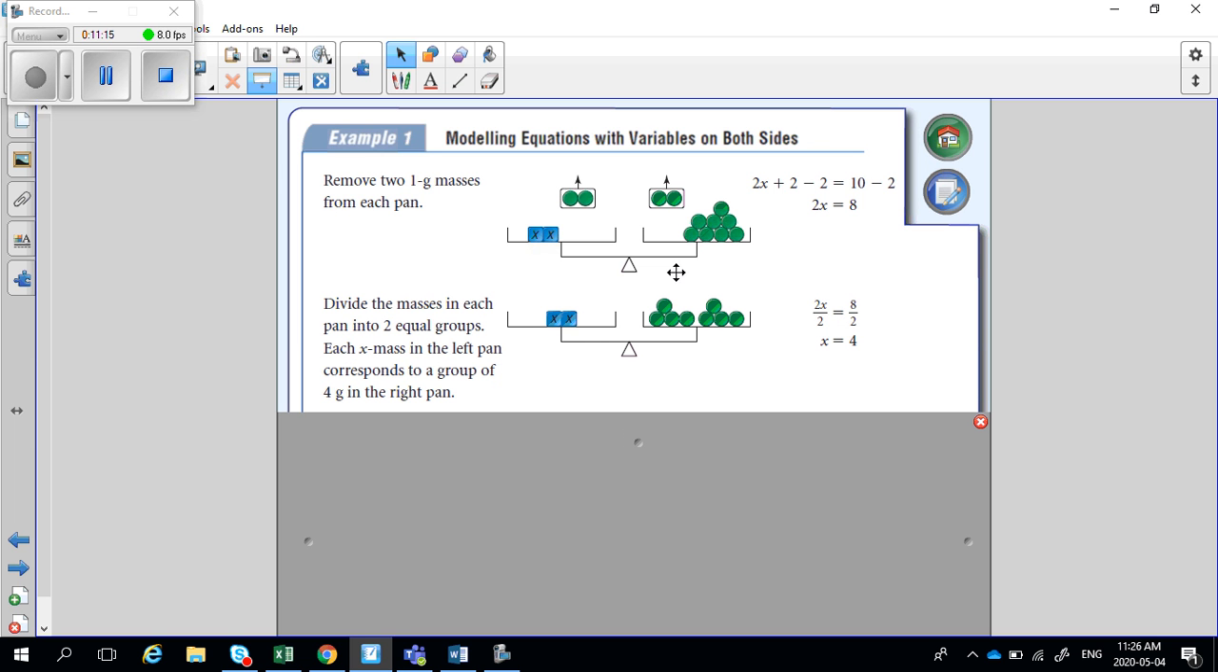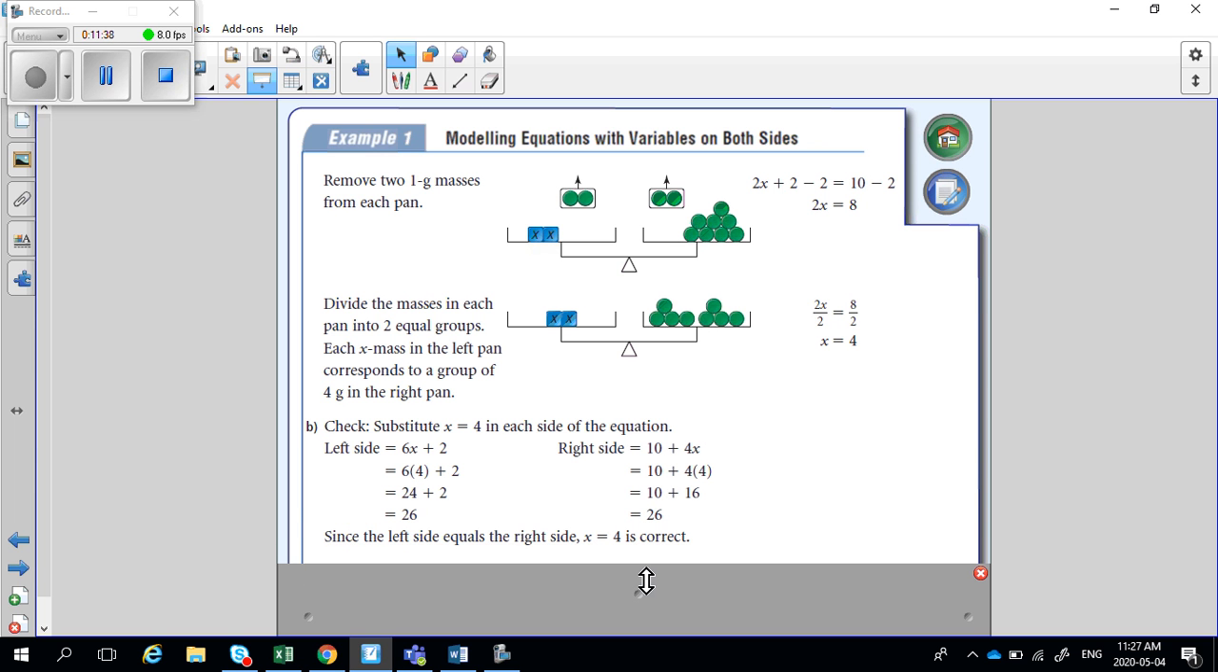Well, if 2x equals 8, then I need to have 2 equal groups on this side for each of those x's, because those x's are equal, right? X and x are the same value. So take my 8, split it up into 2 groups, or divide it by 2, and we end up with x equals 4. Each of the 2 equal groups is equal to 4. Okay, and then we can check that to see if it's right.